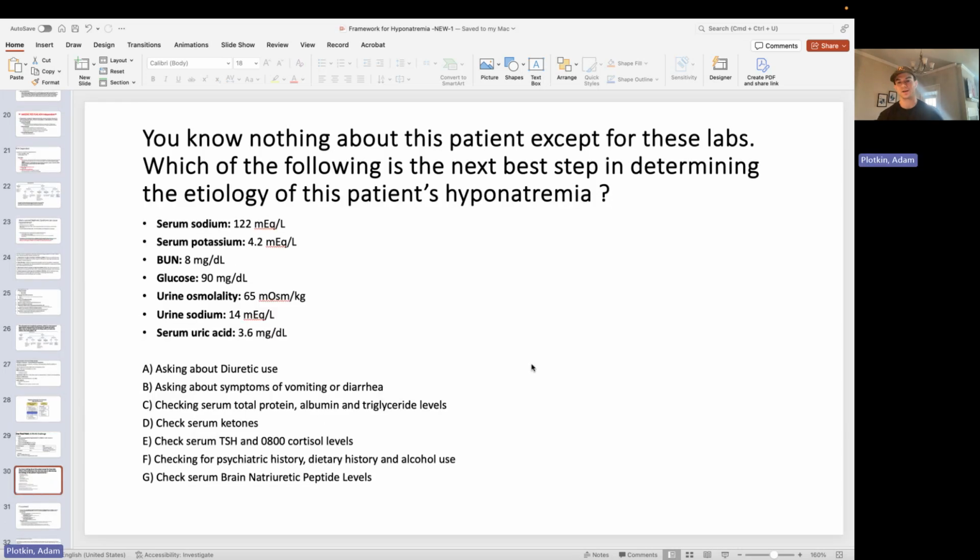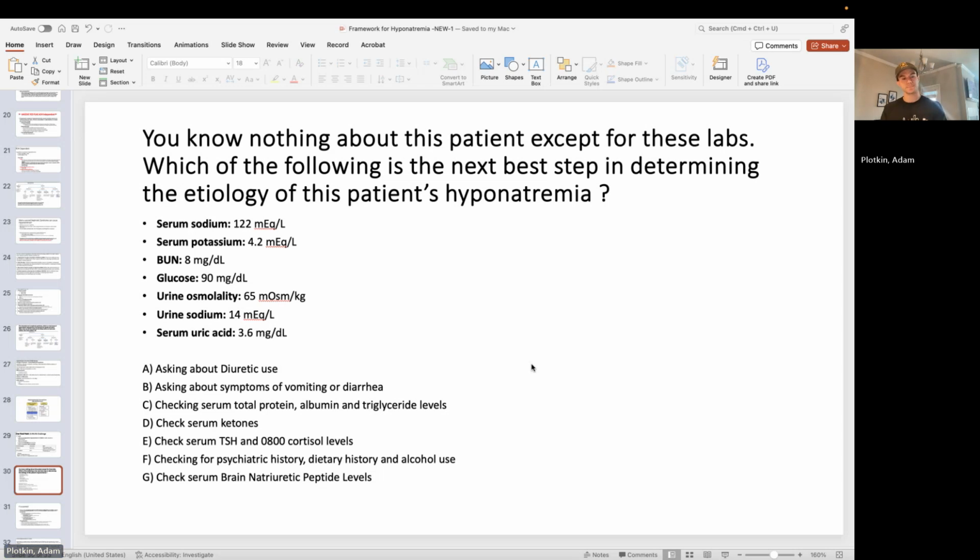So I've got a final question for you to try to put it all together. We know nothing about our patient here, except for these labs. So I want you to consider which of the following is the next best step in determining the etiology of the patient's hyponatremia. So there's their sodium, their potassium, their BUN, their glucose, their urine osmolality, urine sodium, and their serum uric acid. So use everything I taught you in this lecture. I would suggest pausing the video. Take as much time as you need. I gave you A through G, so it's a tough question, and consider what you would do.